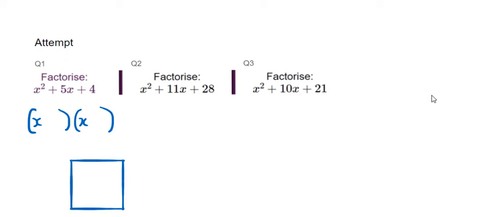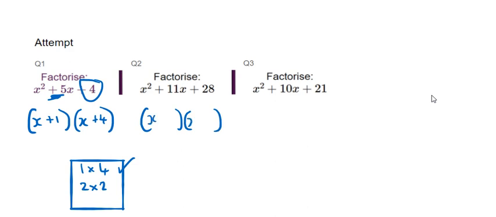The first one: I'm listing all factors of 4 because 4 is my last term. So 1 multiplied by 4 and 2 multiplied by 2. Those are the only combinations that would multiply to give me 4. I'm trying to find which of them would sum to give me the middle one, which is 5. I can see straight away that 1 and 4 would add to give me 5. So plus 1 and plus 4. That's my answer.